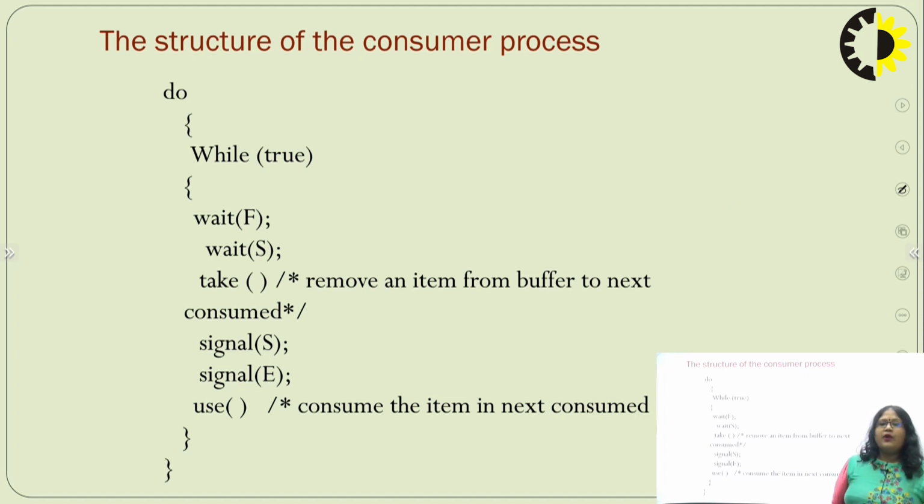Now the consumer process. In the consumer process, we take wait F. So we reduce it, which means the consumer consumed one item, and then wait S. At this time the semaphore for the critical section is used by the consumer, so that signal is reduced: 1 minus 1 is 0. That means the consumer consumed the item produced by the producer. So this is a signal E and signal S for increasing that particular value.